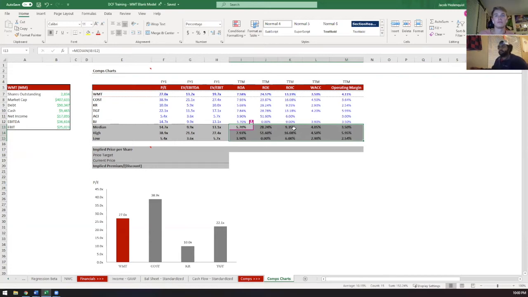All right. Yeah, thank you for that. That makes a lot of sense. ROA is a percentage rather than a multiple. Cool. So we have our median EV to EBITDA. This is going to be the multiple we use to calculate Walmart's terminal value. We're saying Walmart's terminal value, the long-term value of the company past our projection period, is going to be in line with its competitors.